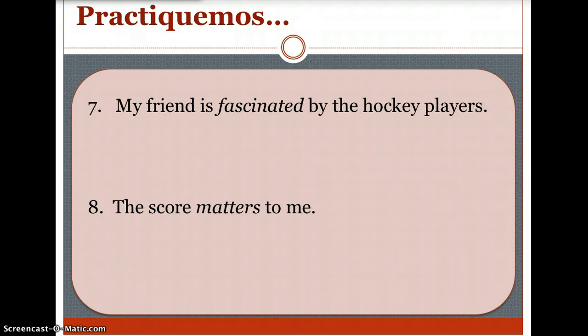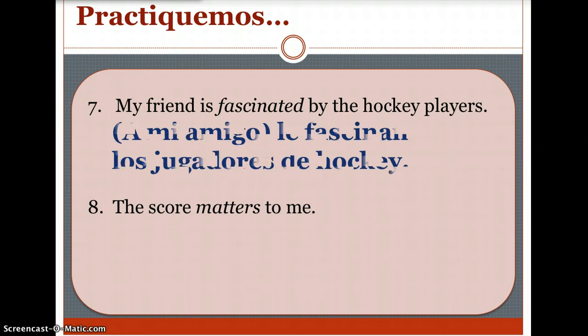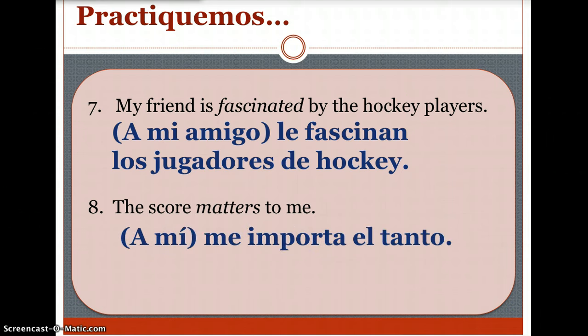My friend is fascinated by the hockey players, or the hockey players fascinate my friend, are fascinating to my friend. A mi amigo le fascinan los jugadores de hockey. Fascinan is plural because los jugadores is plural. The score matters to me. A mí me importa el tanto.